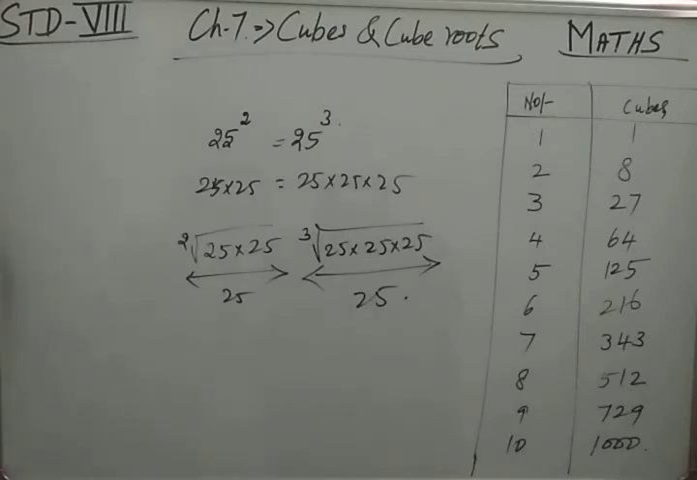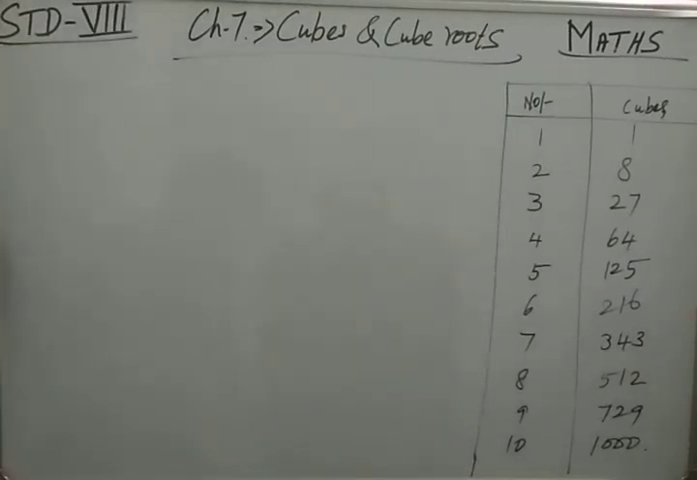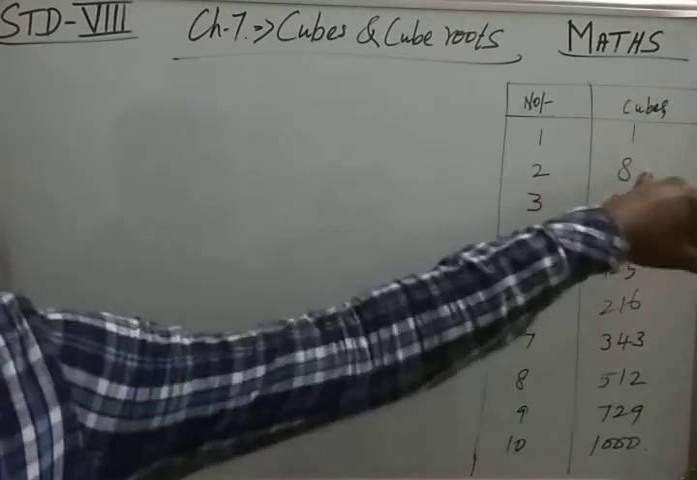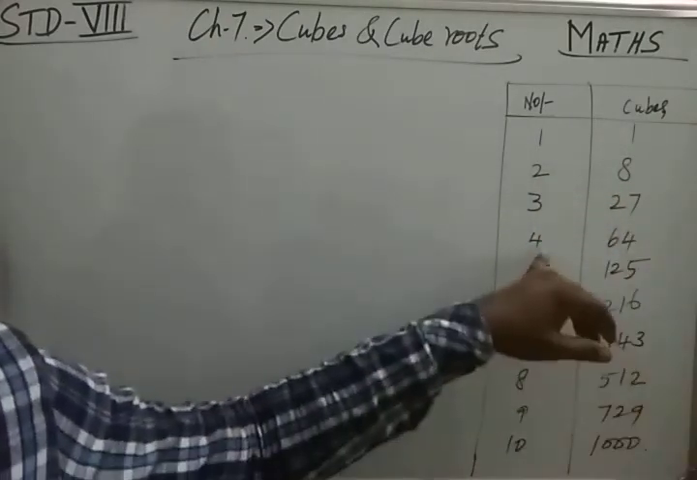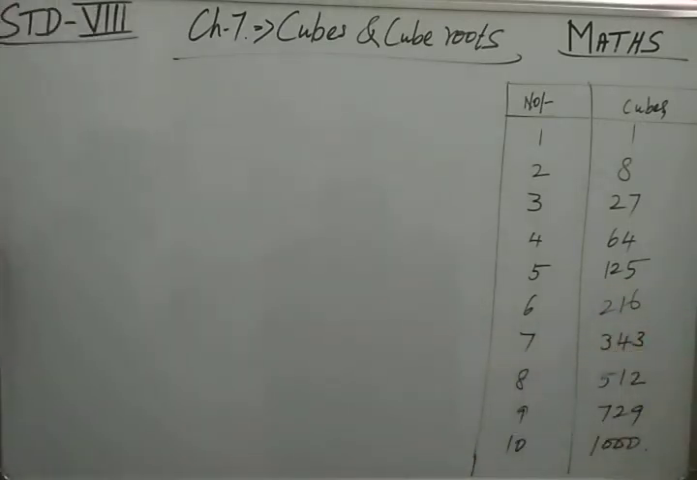First, you can see on the right side I have given you a table, the basic one. What are the cube numbers up to 10? 1 means 1, 2 means 8, 3 means 27, 4 means 64, 5 means 125, 6 means 216, 7 means 343, 8 means 512, 9 means 729, 10 means 1000. For squares I have given 1, 4, 9 like that. Here I have given the cube values.